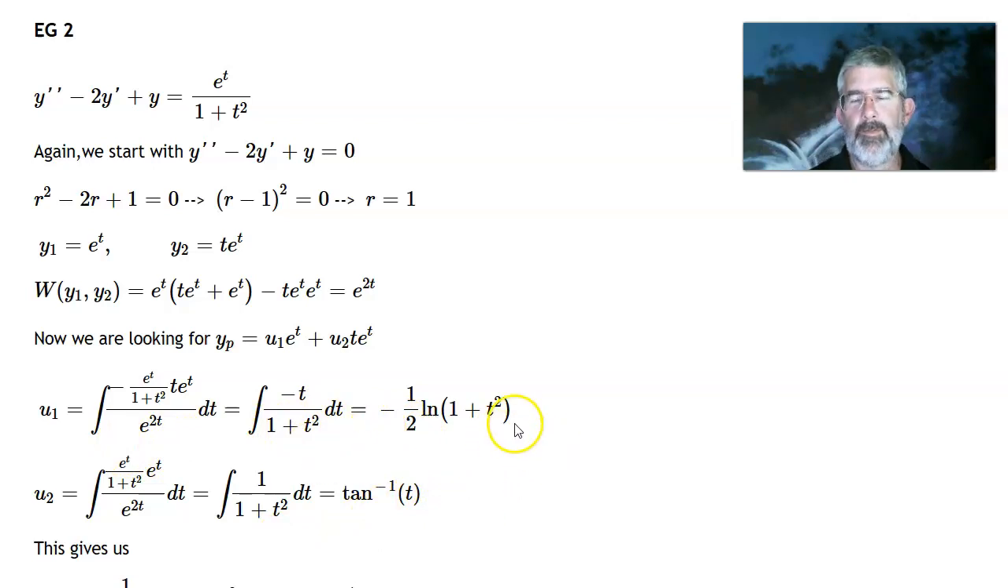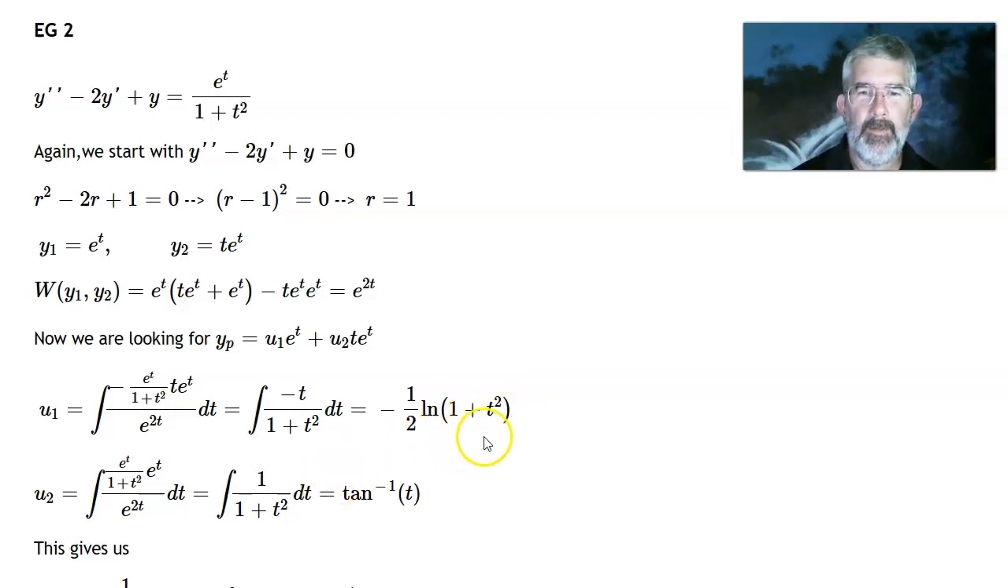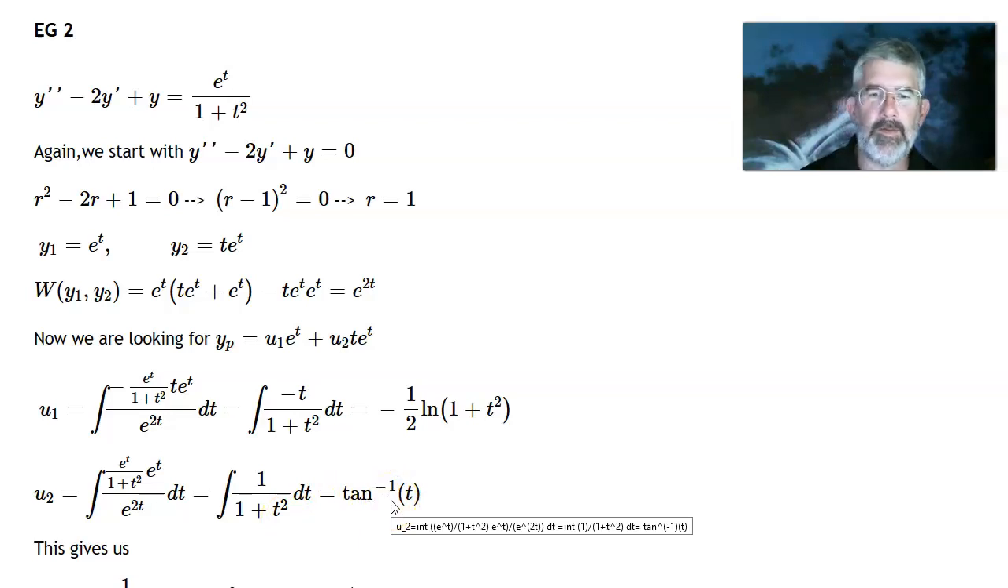So then, of course, the plus c again, I don't need the plus c because I'm not looking for all the solutions, I just need one. So I'll take c equals 0. And u2 then is g times y1 divided by the Wronskian. In this case, the e to the 2t's cancel out, leaving just the integral of 1 over the quantity 1 plus t squared, which would be an arctan of t, or an inverse tangent of t.